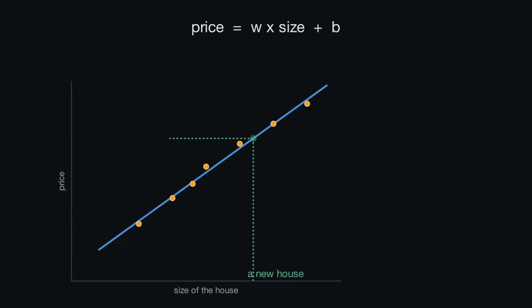Now the payoff. A brand new house shows up, one we have never seen. We know its size. We go up to the line, then across to the price. That is our prediction. The line turned one fact into a useful guess.